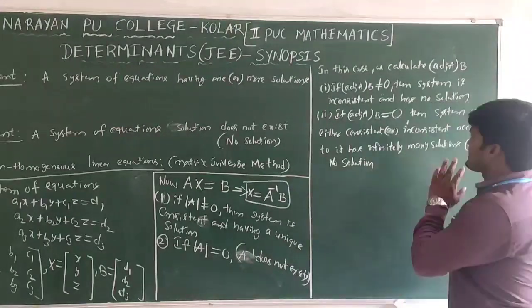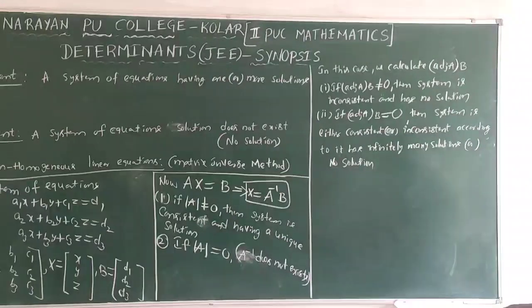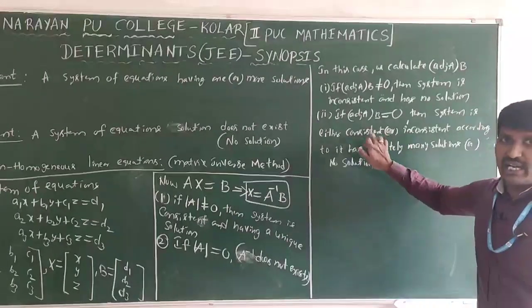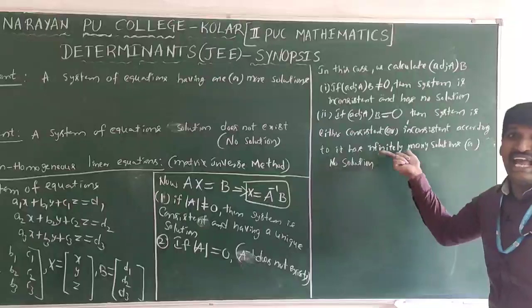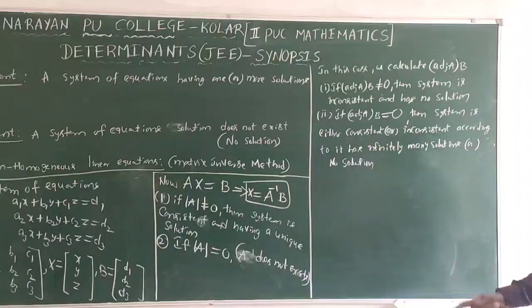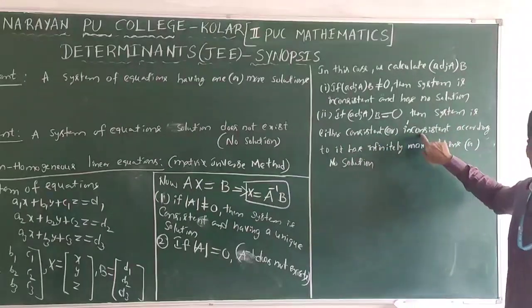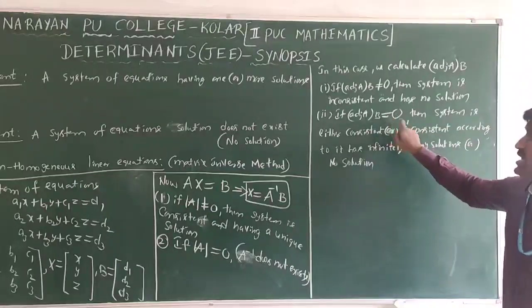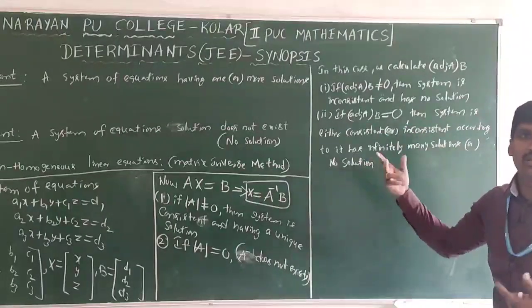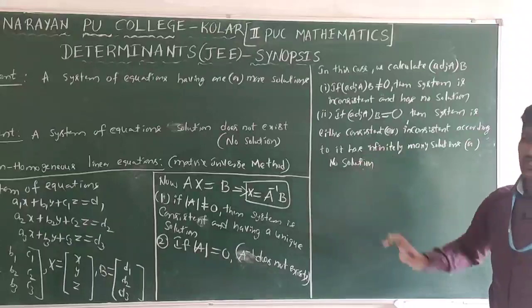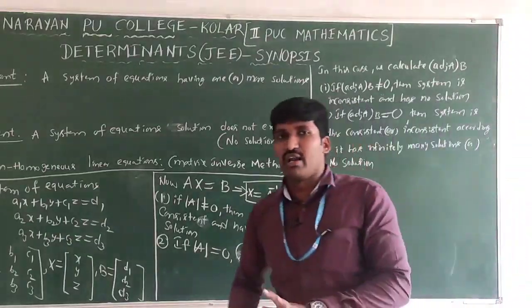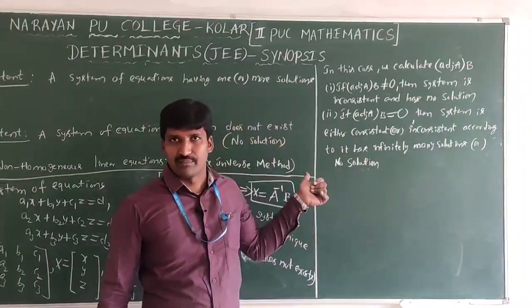When adjoint A into B is a null matrix, it means the system is consistent. When consistent, how many solutions will come? Infinitely many solutions. If it is inconsistent, both are applicable in this condition. Inconsistent means solutions do not exist, or no solution. These are the conditions we need to follow in the matrix method.